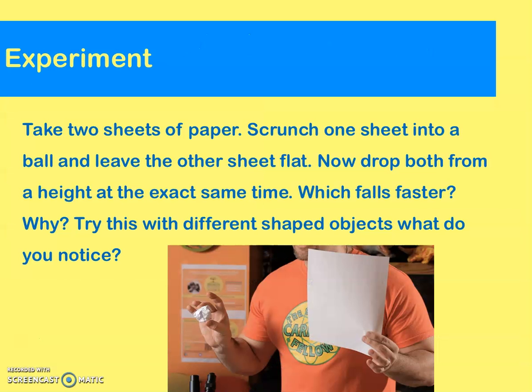So lastly, try out this experiment. Take 2 sheets of paper, scrunch one up into a ball and leave the other one flat. Now drop both from a height at the exact same time. Which one falls faster? Why do you think that happens?